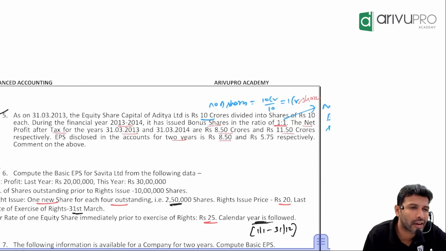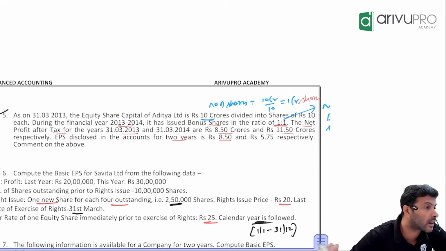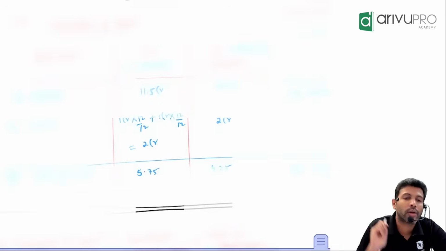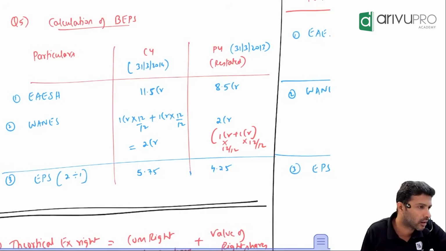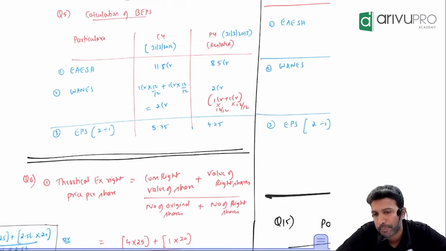What is that second part? Whenever bonus comes, you need to restate or recalculate last year's EPS. Was that done or not done? That's what you need to write. Hence, the treatment given by the company is following Accounting Standard 20 or violating? Violating. Like that, you will give a sentence and finish it off. That's it. This is one kind of question that can come.